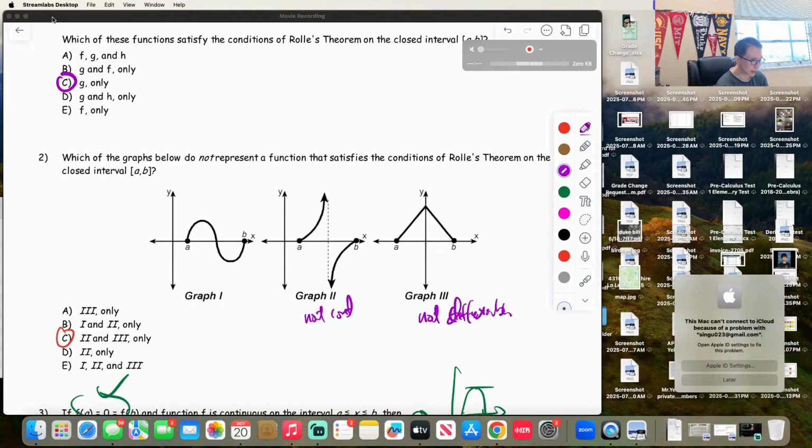The second one is it's not continuous in graph 2 and it's not differentiable in graph 3. So C is the only correct answer. Any questions?